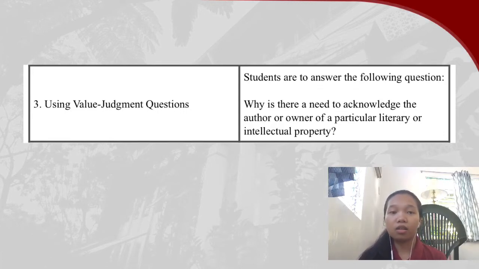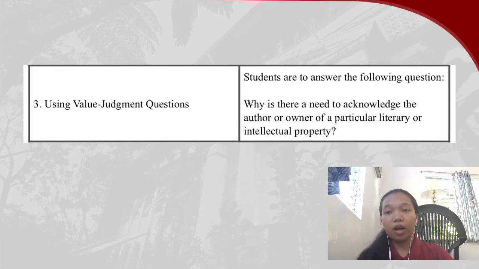activity because, as teachers, we will know the opinions of our students on how they value or how they will react to the need to acknowledge the author of a particular intellectual property, right? So you will also know their different opinions or how they will value this kind of morality.